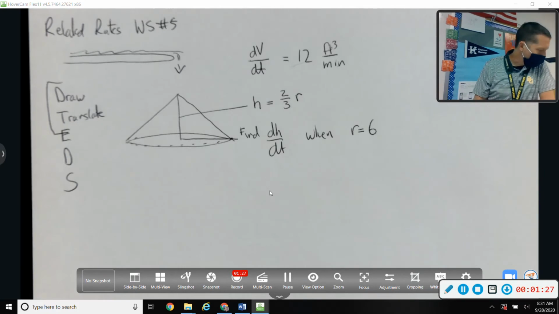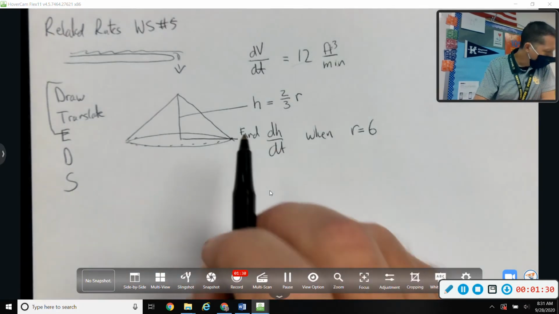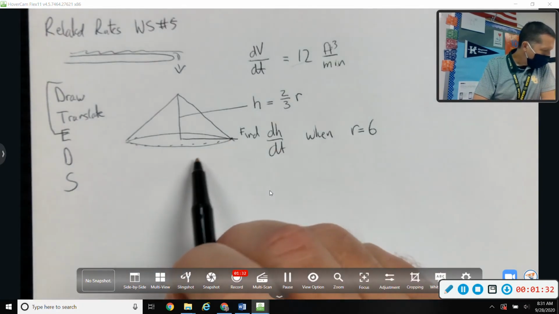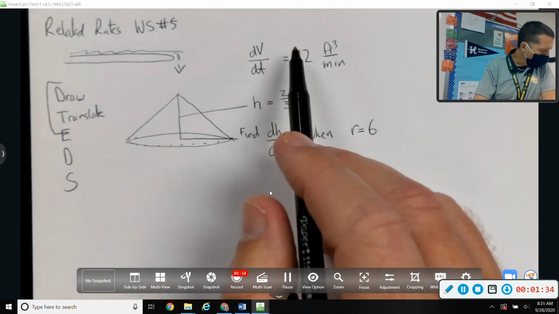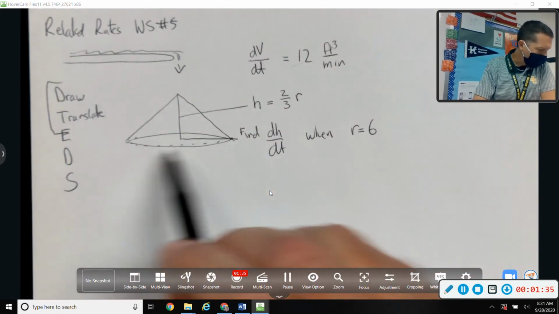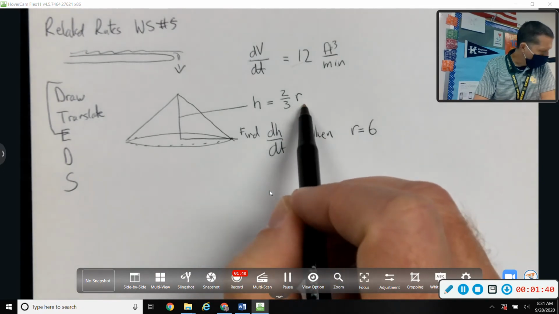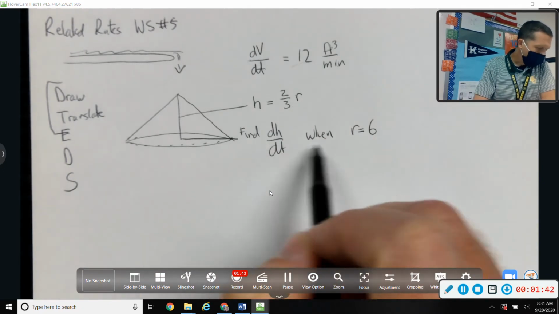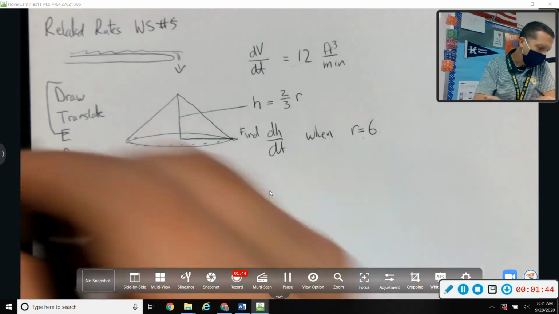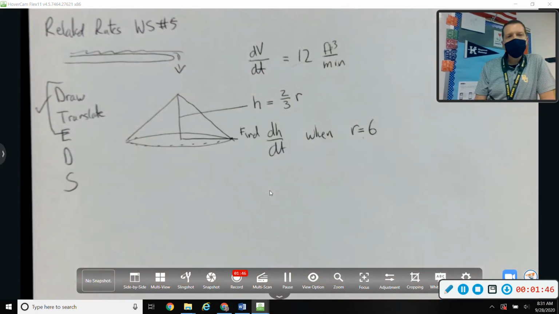Okay, so you can go back and reread, make sure we got everything. Sand is poured on the ground at 12 feet cubed per minute. Got that. Forms a conical pile. Yep. Altitude is 2/3 the radius. Find dH/dt when the radius is 6. Okay. Drawn and translated. We're good on that first 2.